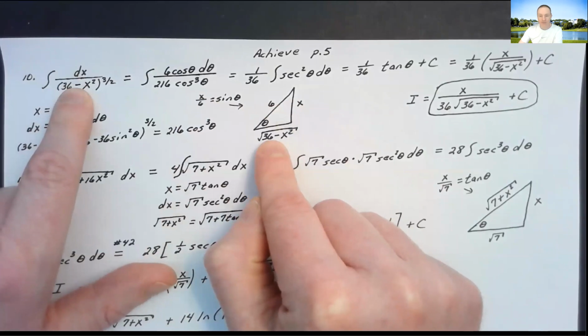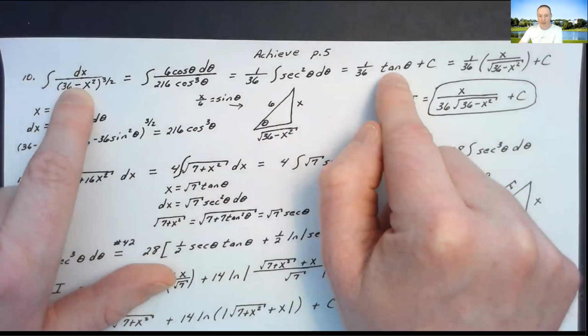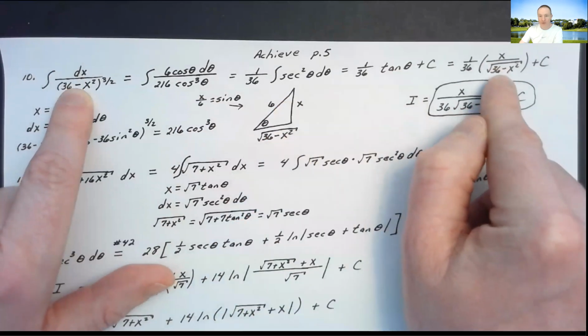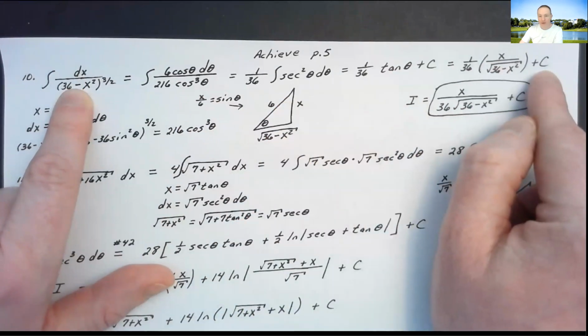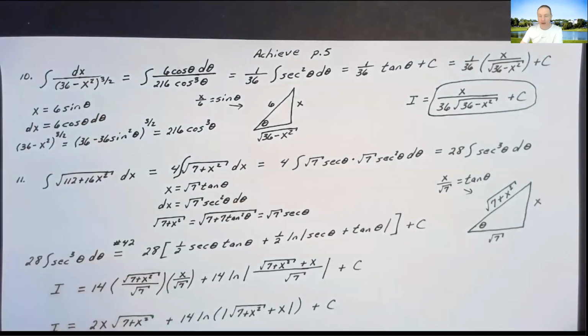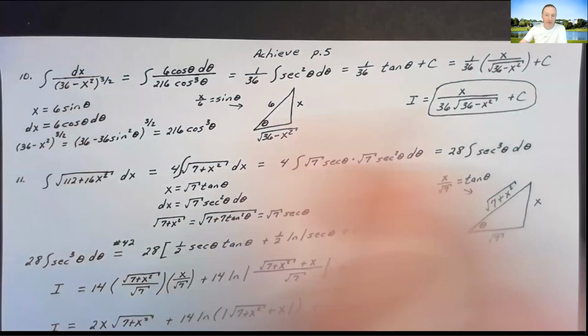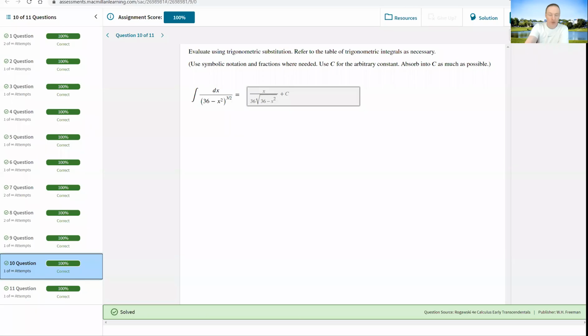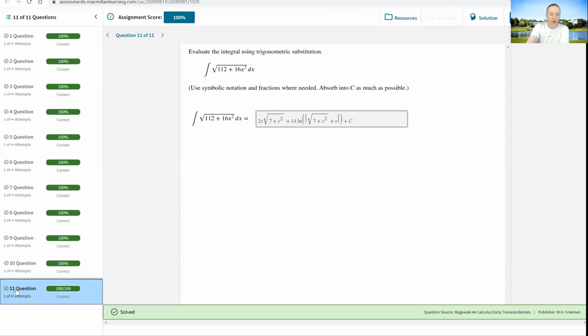And it sure did. So now I go back up to my question, and it was 1 over 36 tangent theta. Tangent theta is opposite over adjacent. We get x over that square root. Add our constant of integration. All I did here was rewrite it as one nice fraction, x over 36 times the square root of 36 minus x squared, plus your constant of integration. And when we check that with what Achieve wanted, you can see it's the exact same format, no problem.